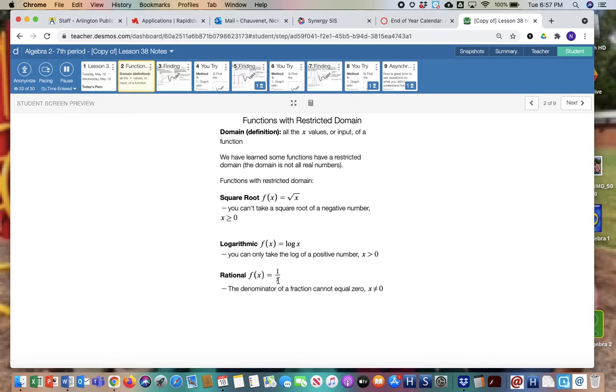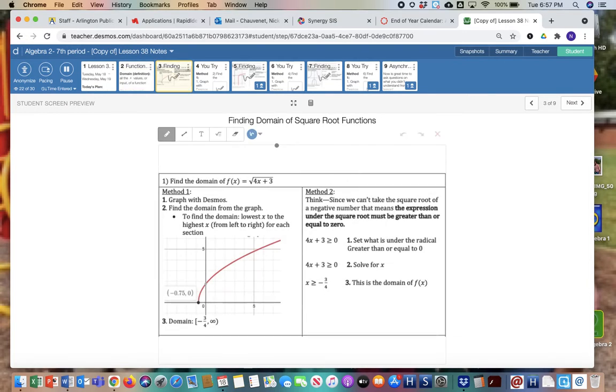And then the rational graph is 1 over x. Well, you can't divide by 0. So anything that would cause the denominator to equal 0 would be a value that x could not be, or what we would call a restriction on the domain. All right, so let's look at how that looks with one of each type.